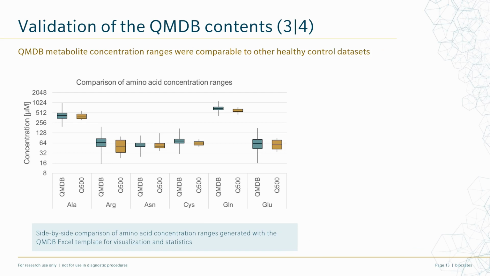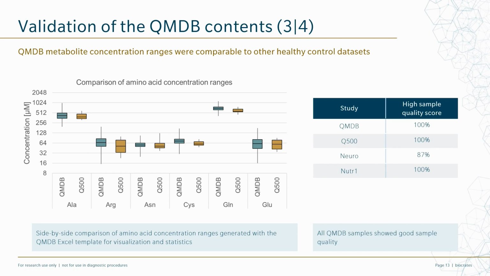Using the QMDB Excel template for visualization and statistics, we generated a side-by-side comparison of metabolite concentration ranges and found the QMDB metabolite concentration ranges were quite comparable to other healthy control datasets, especially for polar metabolites. Wherever possible, metabolite concentrations and metabolite ratios known to be altered when samples were not processed in time or underwent several freeze-thaw cycles were assessed, and all the QMDB samples showed acceptable sample quality.